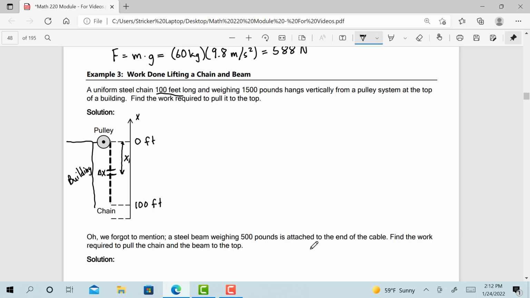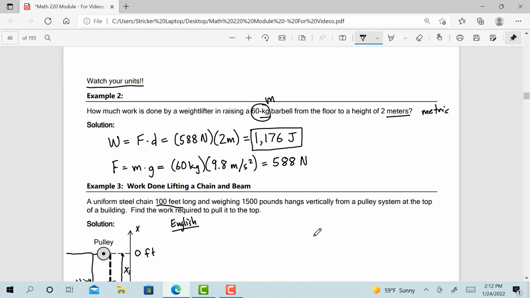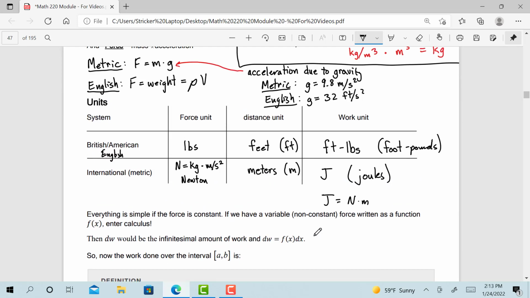And what system are we in? Are we in the metric system or the English system? So if you read through the problem again, because it's feet and pounds, what system is that? That is the English system. So let's real quick go back to the first page and review the English system.